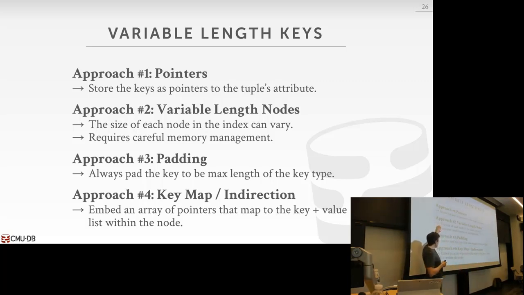So nobody does this one as well. The next approach is to do padding, where basically we look at what the attribute is that you're trying to index on, and we say that whatever the max size it could be, no matter what key you give us, we will pad it out with either null bits or zeros to make it always fit exactly our node size. So everything is always nicely aligned.